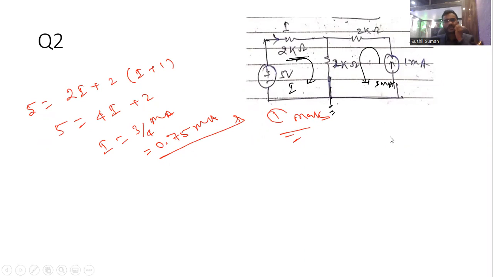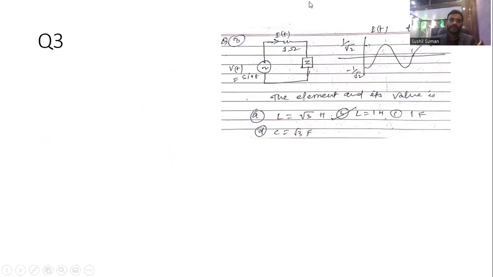Now come to the next question. The next question is one of the best questions. You have to find I of t. This is the graph of I of t. You have to give it. Okay, this is your sine of t.